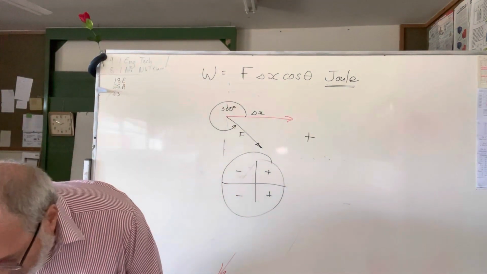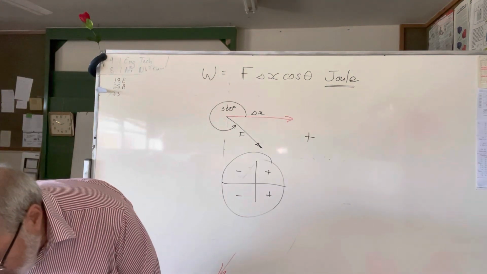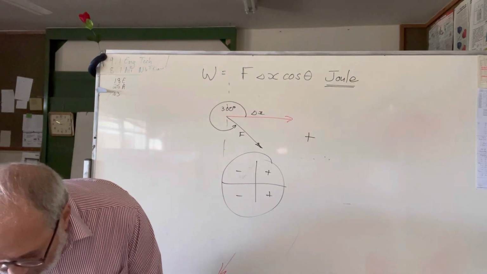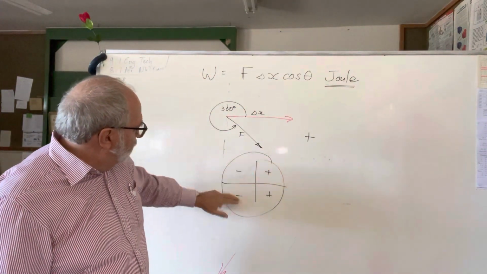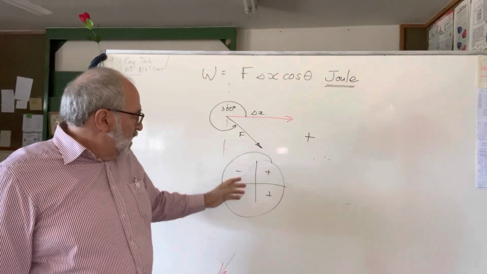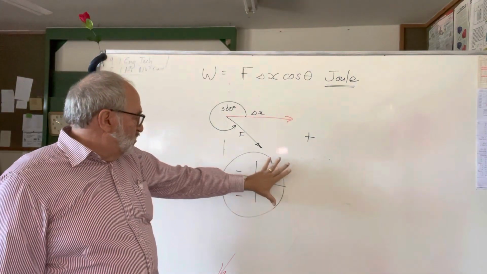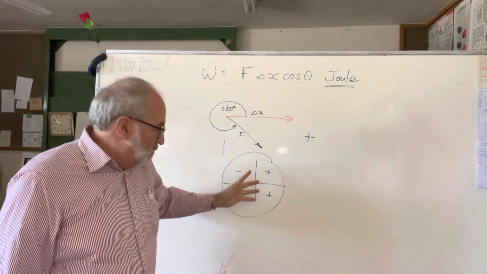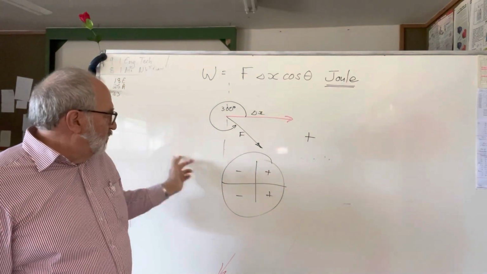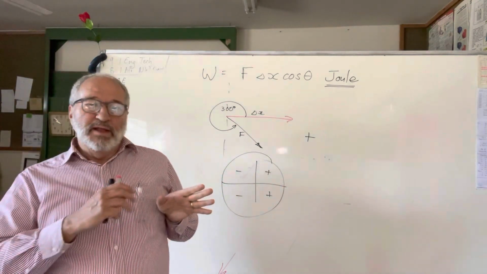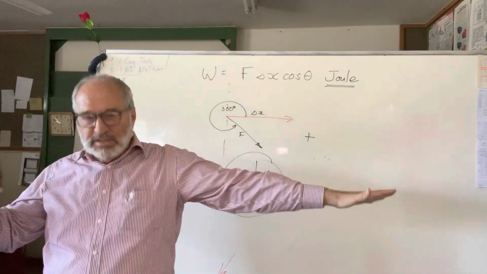Daar is so voorbeelde daarvan op bladsy 45 in die tweede kwadrant of in die vierde kwadrant. In die eerste en die vierde kwadrant is hy positief, in die tweede en die derde kwadrant is hy negatief. So in those quadrants, the answer is positive. They're more or less in the same direction. In this quadrant, it's negative. They're in opposite directions. The displacement is that way and the force is this way.